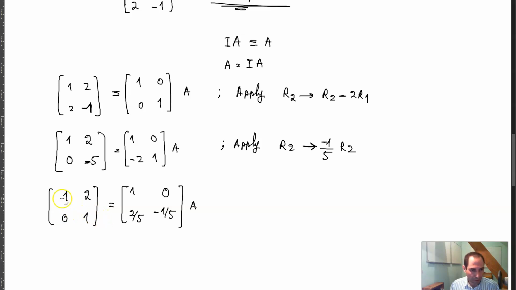So now my matrix over here has a 1 over here and a 1 over here. We have no problem with that. There is a 0 over here, which is okay. There is only this 2 that needs to be taken care of. So now if I apply, for example, R1, and on R1 I will basically do R1 minus 2 times, for example, R2.